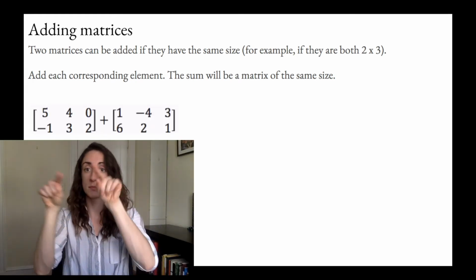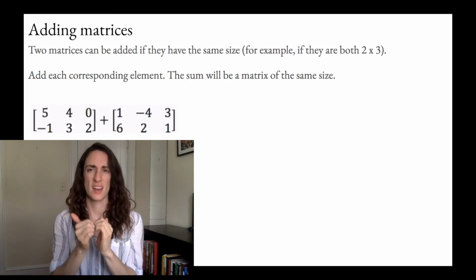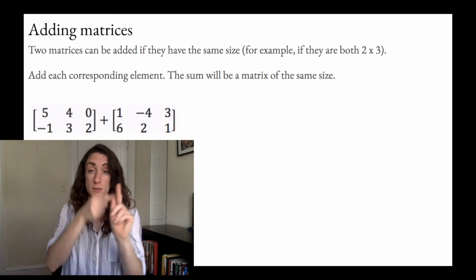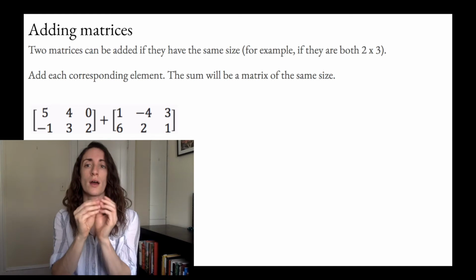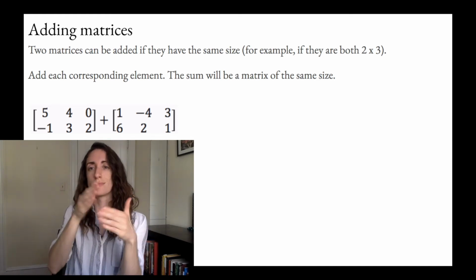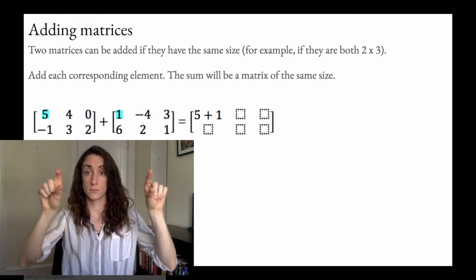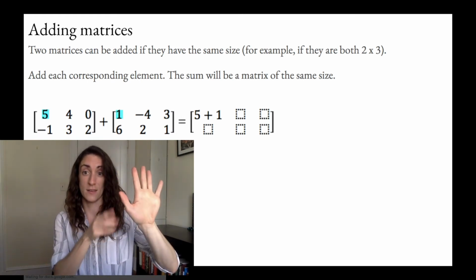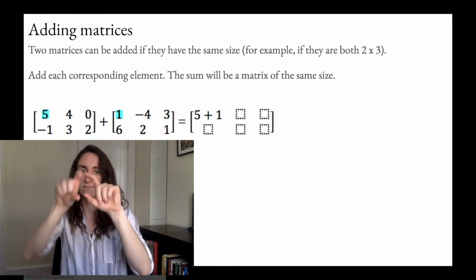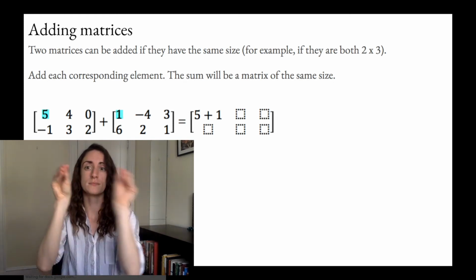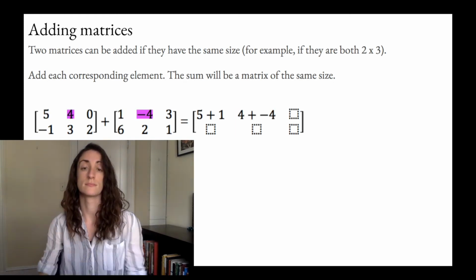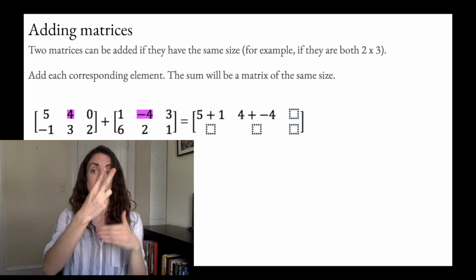So here you can see we've got these 2 by 3 matrices, and we want to add them. So the way to do that is to add each corresponding element. So for example, you can see these highlighted in blue elements. The first row and first column of each matrix. We've got a 5 and a 1, so we're going to add 5 and 1, and that will be the first item in the new matrix.